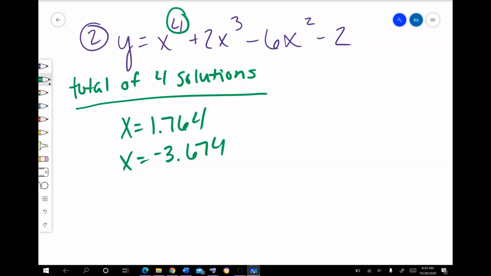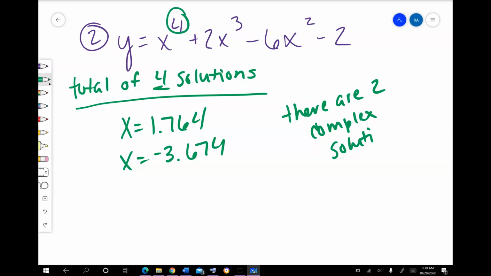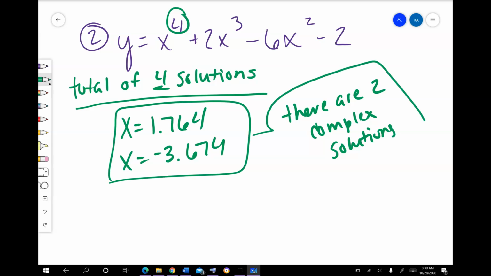Alright. Well, that's only 2. I said I'm supposed to have 4, but I only have 2. So that means your leftovers are your complex solutions. So this means that there are 2 complex solutions. Okay? So I have 2 real solutions, and then I have 2 complex solutions. We're not going to find them, but they're there. Okay? Alright, let's do the next number.